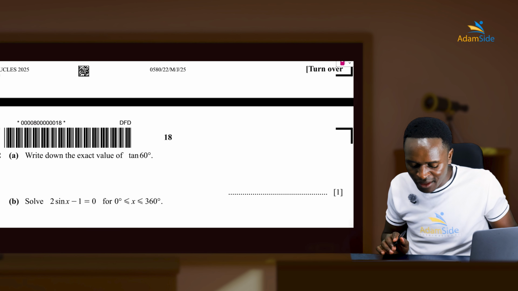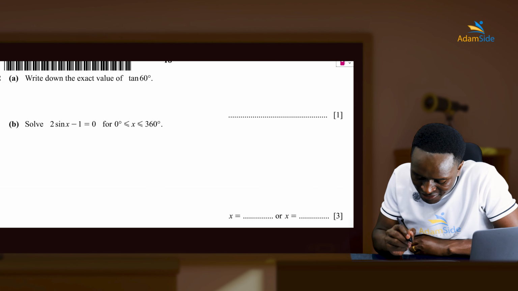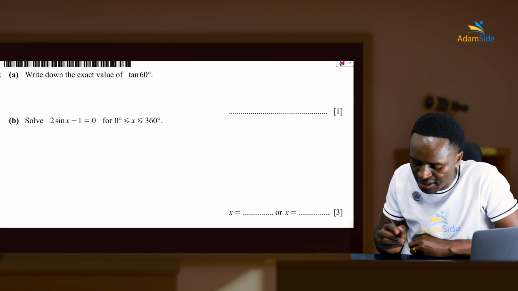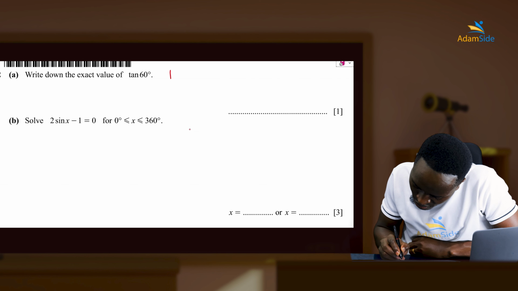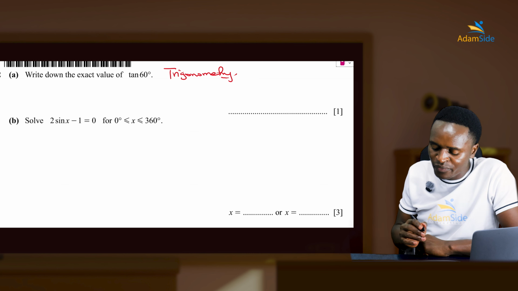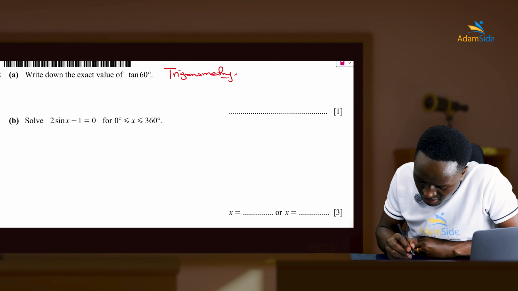Next question. They say, write down the exact value of tan 60. This is simple. This comes from the unit of trigonometry. Now here they want you to remember the formulas, because we're not using calculators.